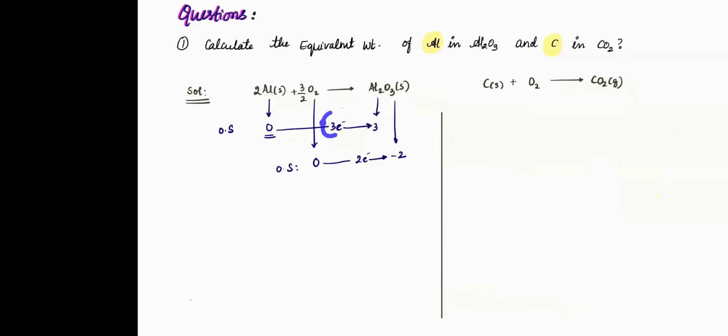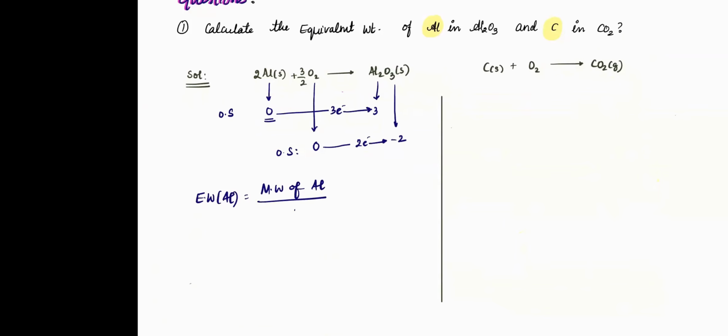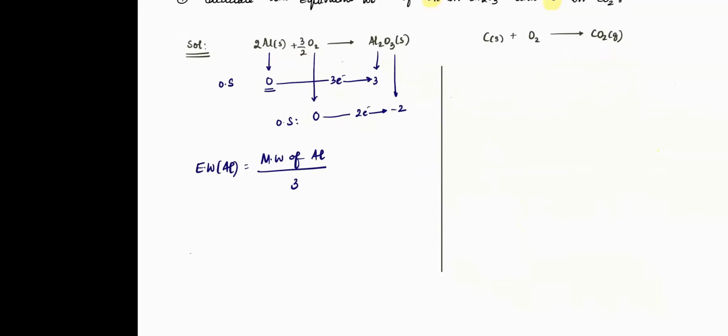Okay. So from here you can see aluminum, here to here, it is giving 3 electron transfer. Here to here, we are getting 2 electron transfer. So if at all I need to calculate the equivalent weight of aluminum, you need to check how many electrons it is involved in. So therefore, equivalent weight of aluminum will be equal to the molecular weight of aluminum divided by how many electrons it is involved in, 3 electrons. So the number of electrons involved becomes the valency factor.